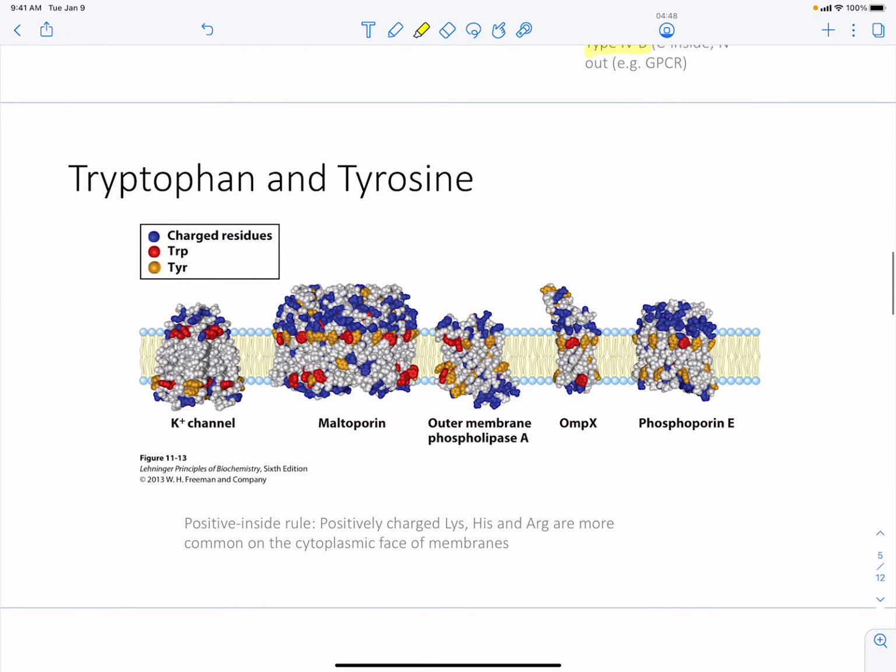Now, just a little bit about those interfaces. We have tryptophan and tyrosine, which are going to be found at the interface of your lipid and aqueous environments. And so they're going to be able to interact not only with the lipid bilayer, but also with the aqueous cytosol or extracellular matrix. In addition, there's a positive inside rule. Our positively charged amino acids, lysine, histidine, and arginine, are more common on the cytoplasmic face of the membrane rather than the extracellular side.